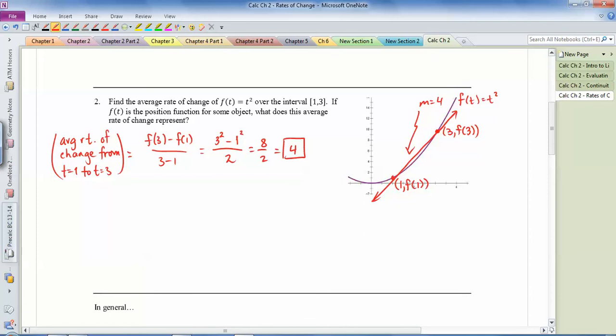Now, there's this other question here. If f of t is a position function for some object, what's the average rate of change represent? So the idea here is that t would be in seconds, let's say, and f or y would be in terms of meters, right? So this would describe how far you are from something. At 1 second, you're 1 meter away from something, and at 3 seconds, you're 9 meters away from something.